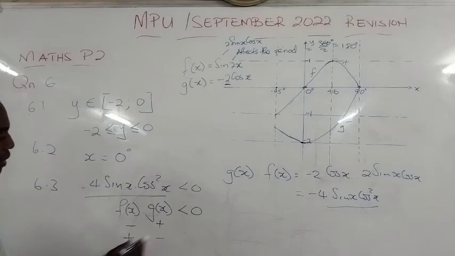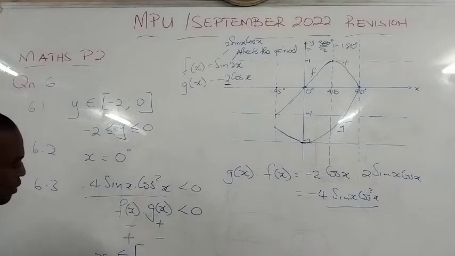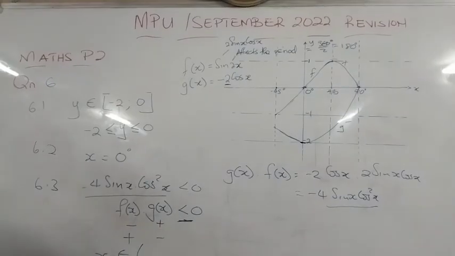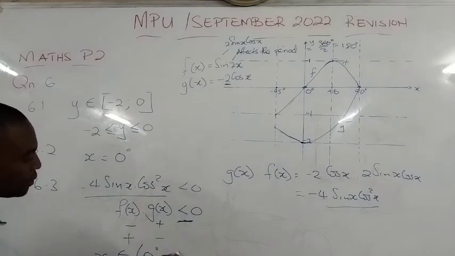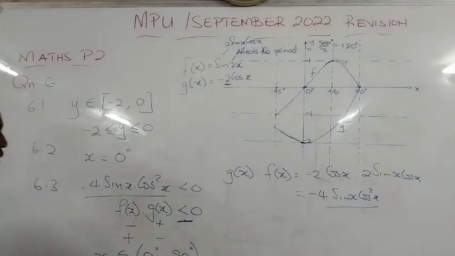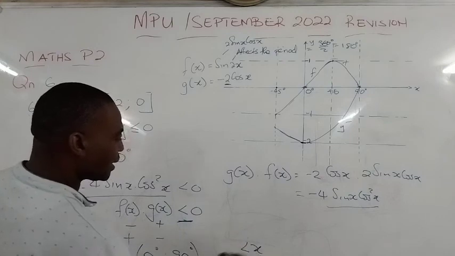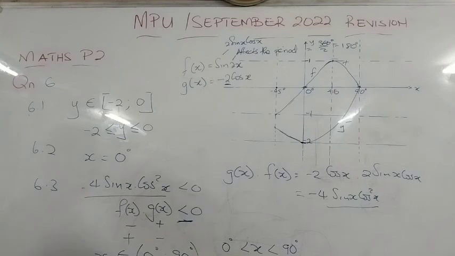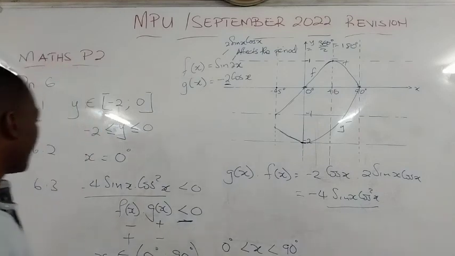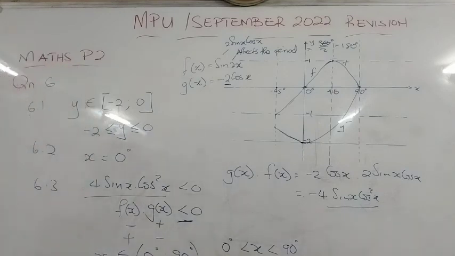We see that this happens in the interval where we are not going to use square brackets because the inequality is saying strictly less than. So it's from 0 degrees to 90 degrees. Or you can say x is greater than 0 degrees but less than 90 degrees, whichever way you are comfortable with. So that is how you are supposed to interpret and answer 6.3.